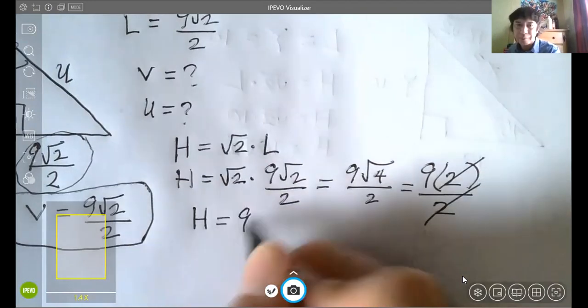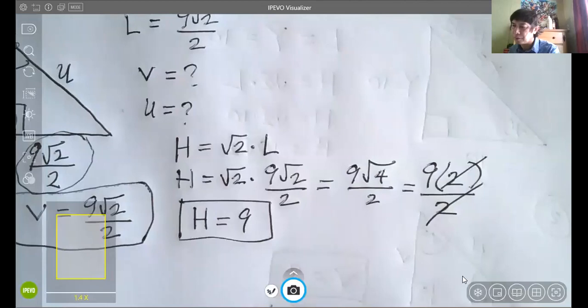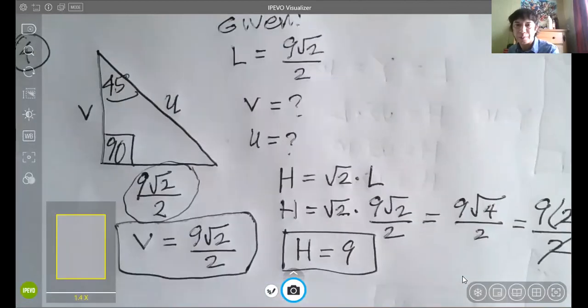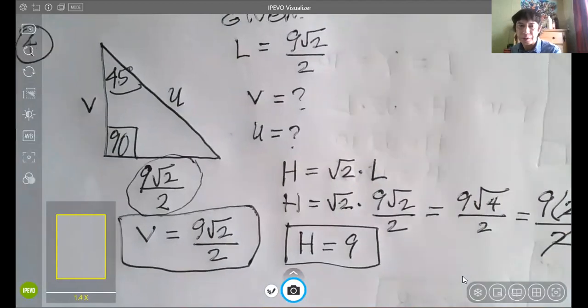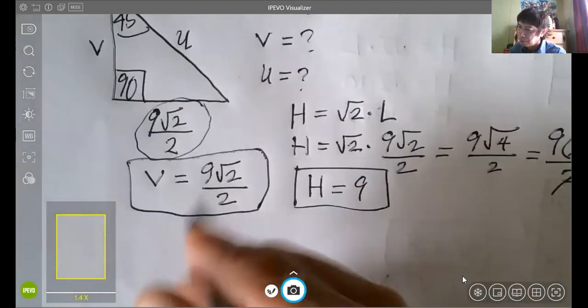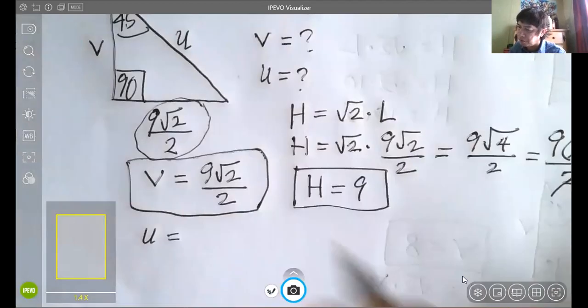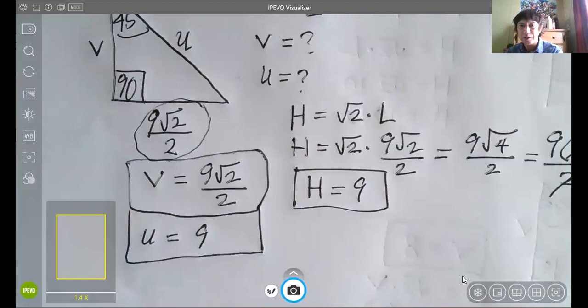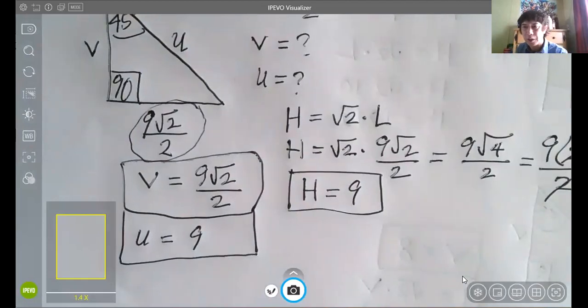There. The answer is 9. Okay, that goes to our number 4. So remember the answer: it's the other leg, 9 square root of 2 over 2, and the hypotenuse U is 9. So you can write down here U equal to 9 there.